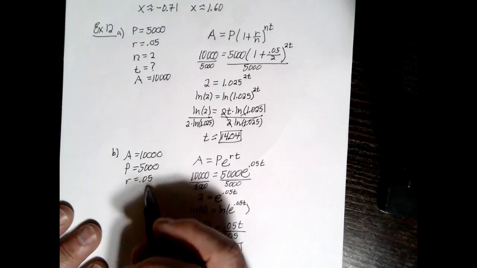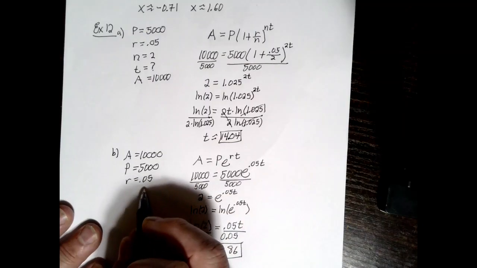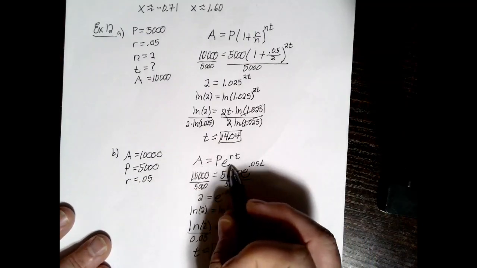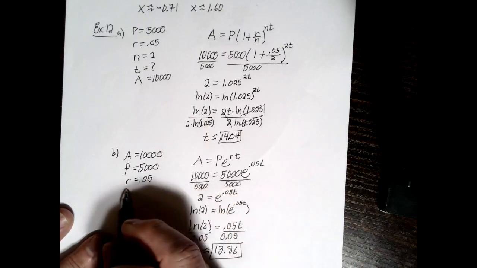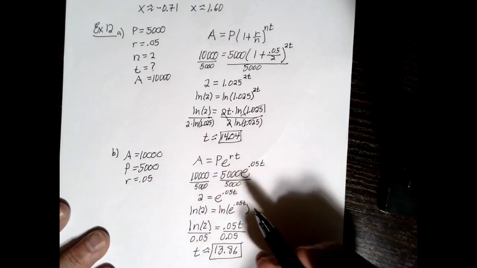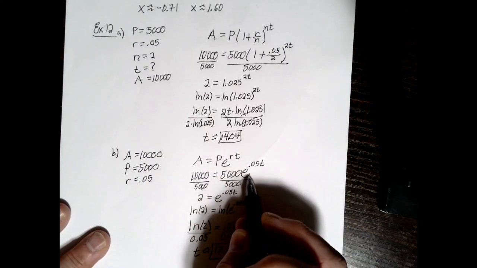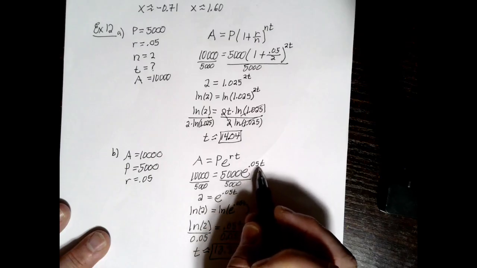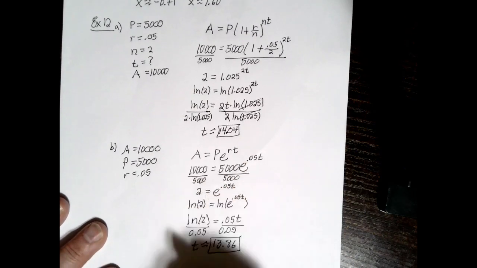And then they ask you the same question for money to double if it's compounded continuously. So you're using this formula. You don't have an n anymore, and you're solving for t. So you get 10,000 equals 5,000 e to the 0.05t. So you divide by 5,000, okay?